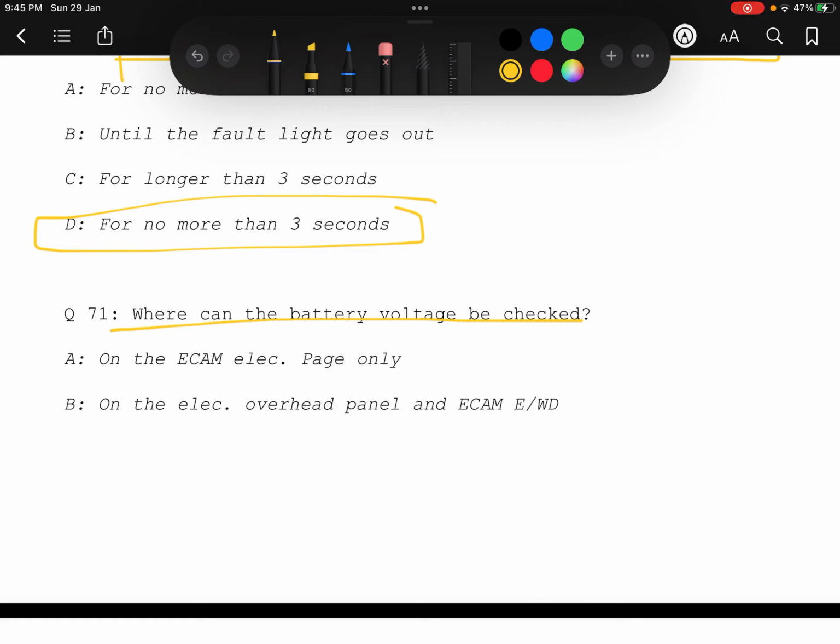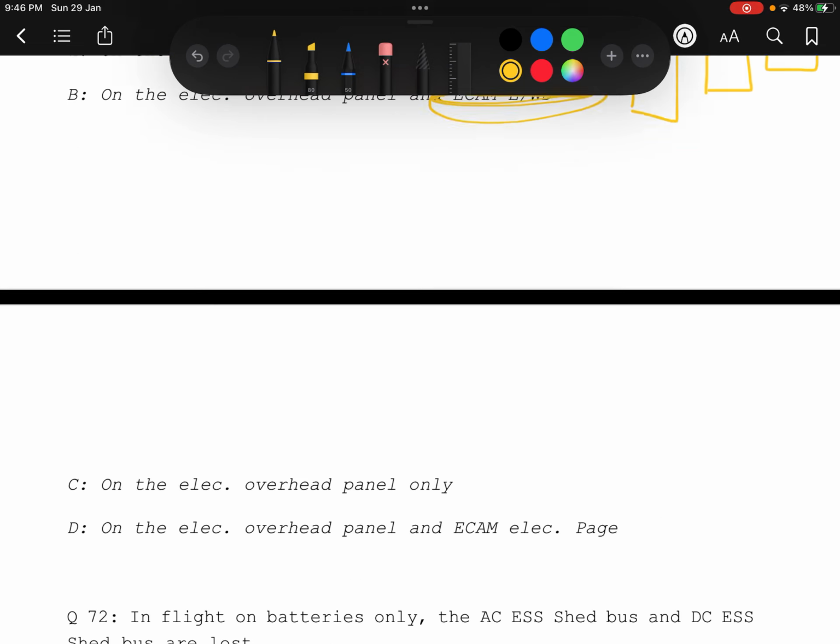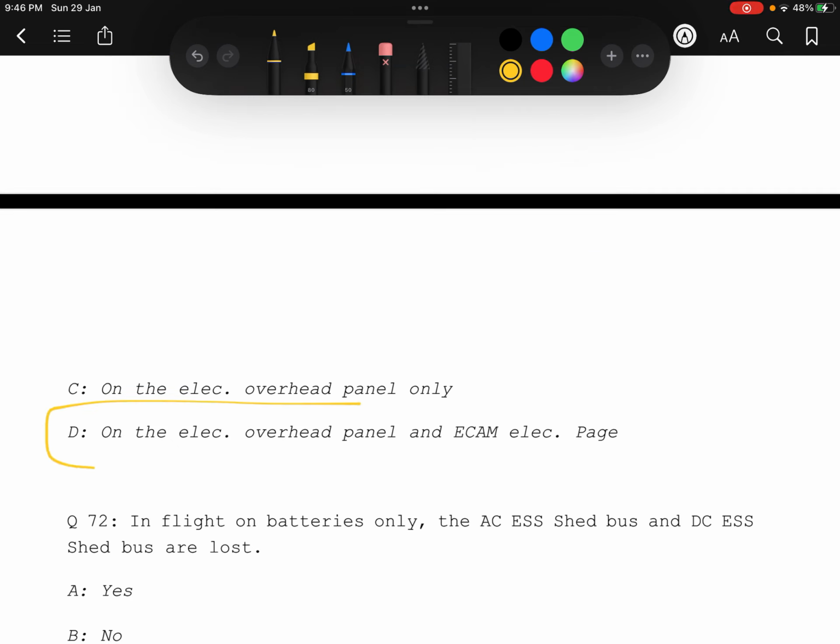We can check it on the overhead panel. Definitely there are two battery switches, and beside the battery switches there is a voltage indicator, and that's it. We can check on the overhead electric panel and ECAM electric page only. It is wrong. We can't check it on the EWD. You can just go and search on Google for EWD and you won't be able to find it. So it is option delta.